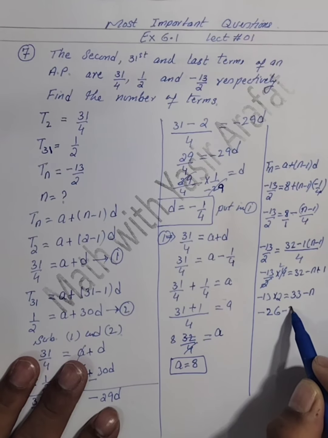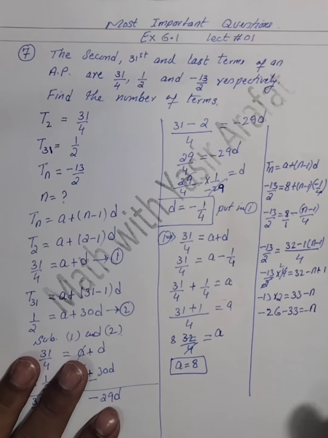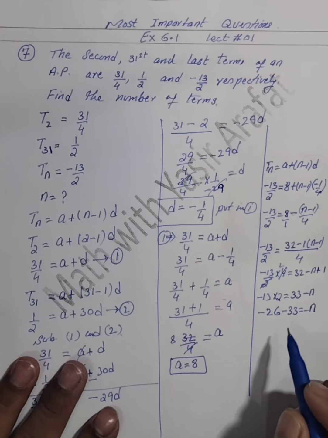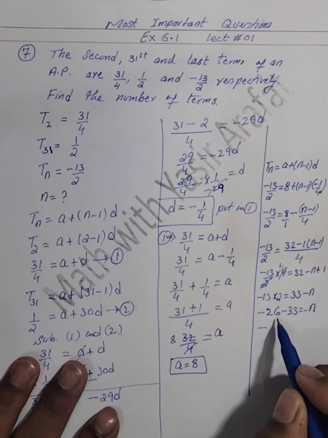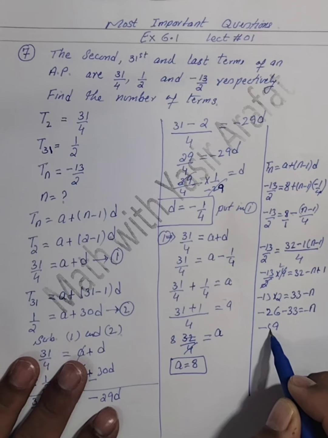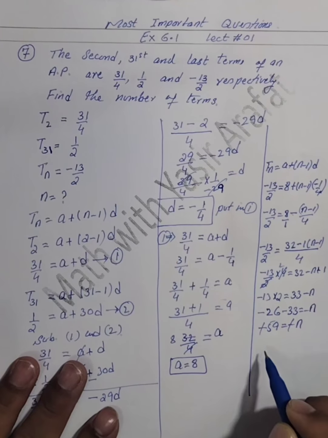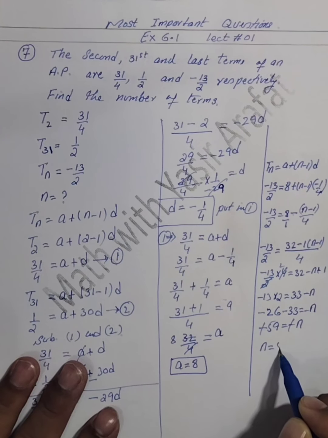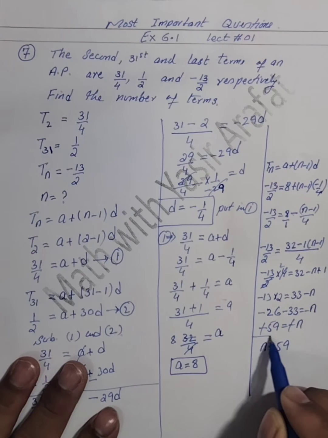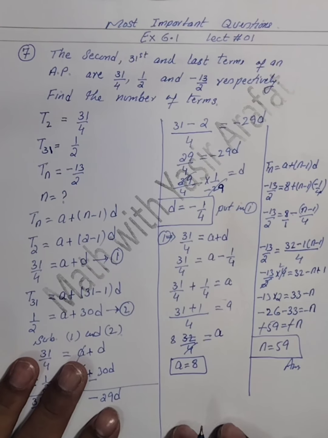Plus 33, we have to shift this side here. So this is minus 26 minus 33, it is minus 59 equals minus n. Minus minus cancel. So this is 59, the number of terms in this question.